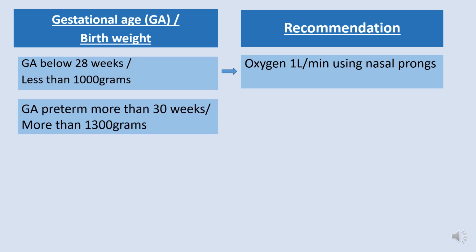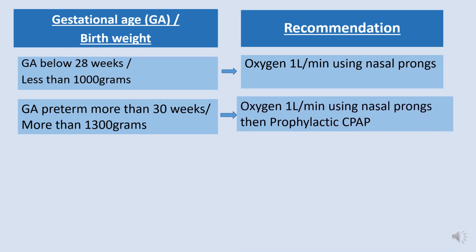If the gestational age is more than 30 weeks and the weight is more than 1.3 kilograms, the recommendation is that you put them on oxygen at 1 liter per minute using nasal prongs and then prophylactic CPAP. And we shall talk about CPAP a little bit later.